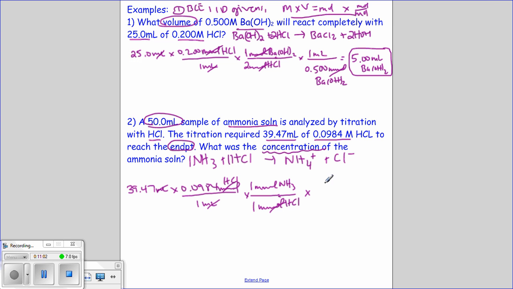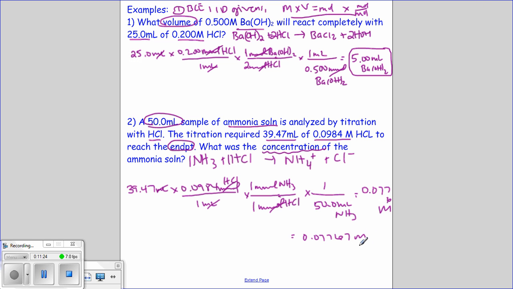Versus stopping here, calculating, and then dividing, I just like to multiply by the reciprocal, which is the same thing as dividing, which is 50.0 milliliters of NH3. That gives us 0.0776 molar. Okay, it's actually 0.0777 molar. Let me rewrite that for you.